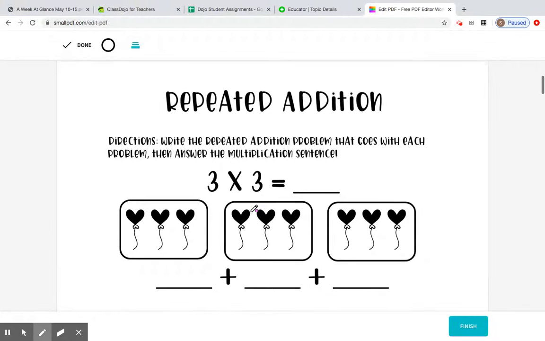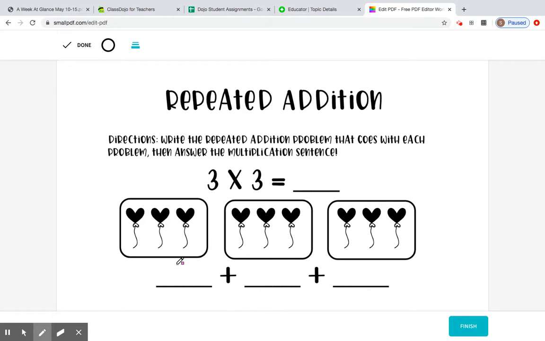All right, so if we're going to do repeated addition, we need to count up how many balloons we have. We have 3 plus 3 plus 3. And if we do that, we go 3 plus 3, which equals 6. Add another 3 onto that equals 9. Now we want to look at the multiplication sentence. So do the repeated addition sentence first and then the multiplication sentence. So we have 3 groups of 3 balloons, which we added up was 3 plus 3 plus 3, which equals 9. So 3 times 3 equals 9.